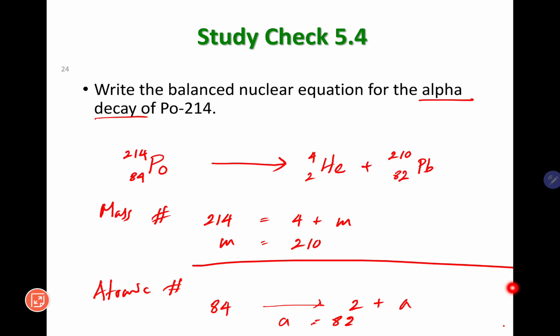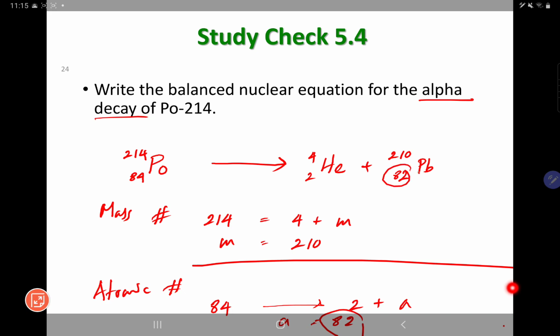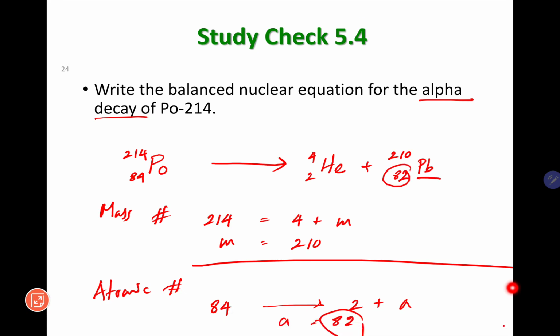So you do the atomic number sum, you figure out the atomic number, which gives you the element symbol, and you also do the mass number equation and figure out the mass number. So your answer is lead-210. That is your product. This is how you do it, guys. And you will write and balance the equation.